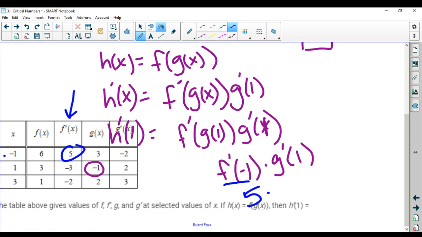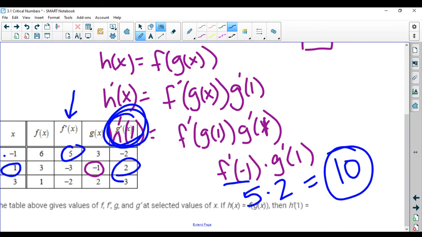Then times g prime of 1. So here's g prime, here's 1. G prime of 1 is 2. So the answer to this question is h prime of 1 is equal to 10. And that's it.